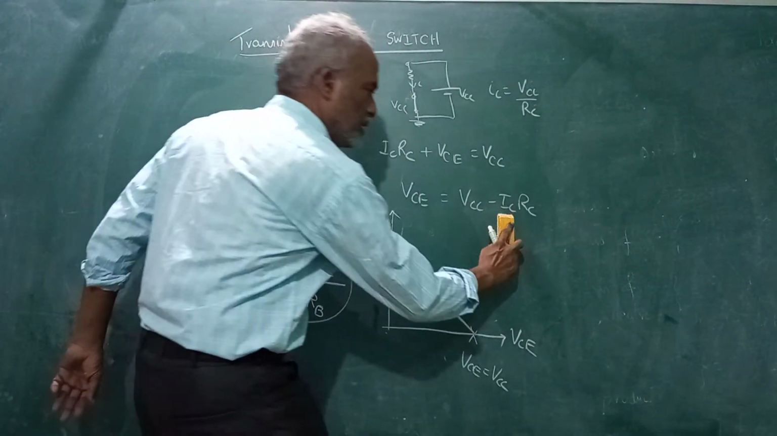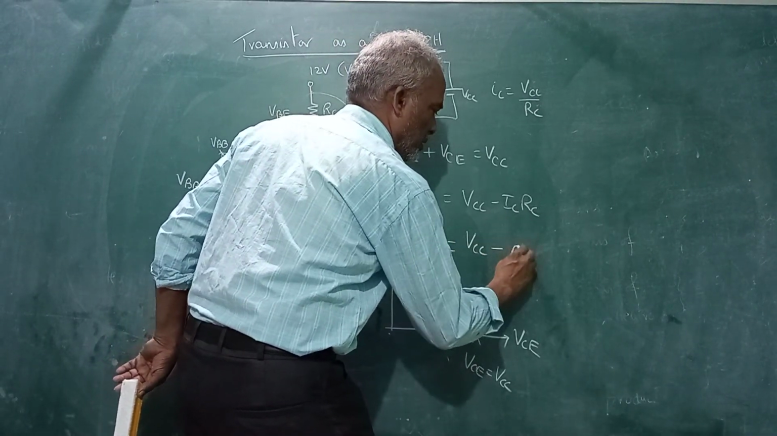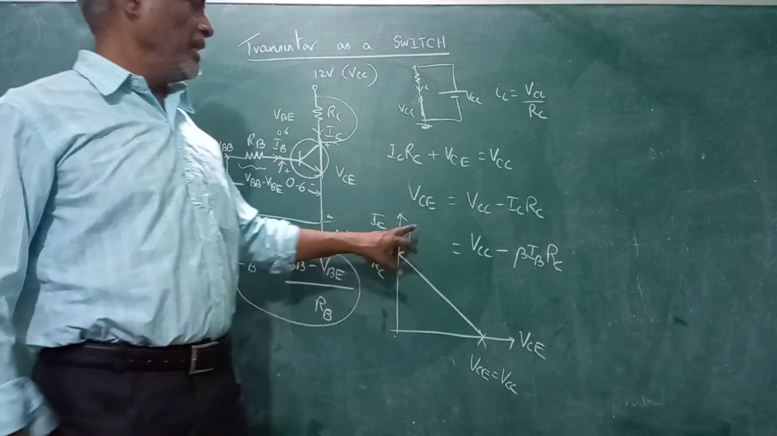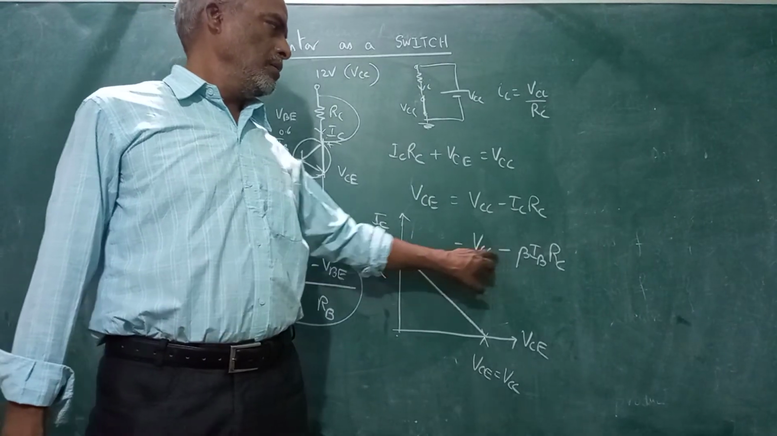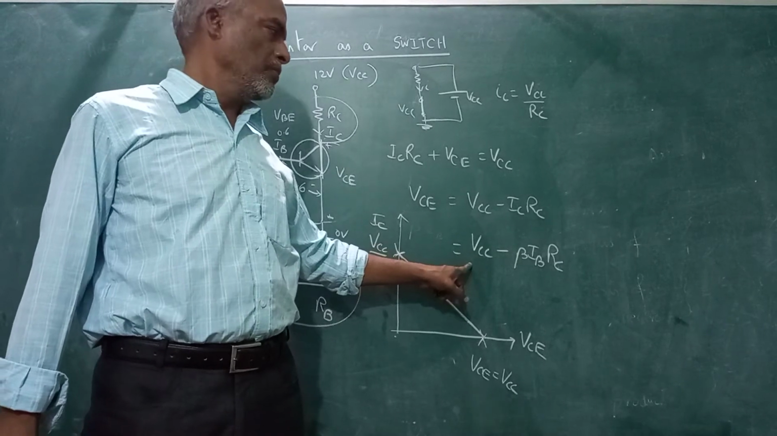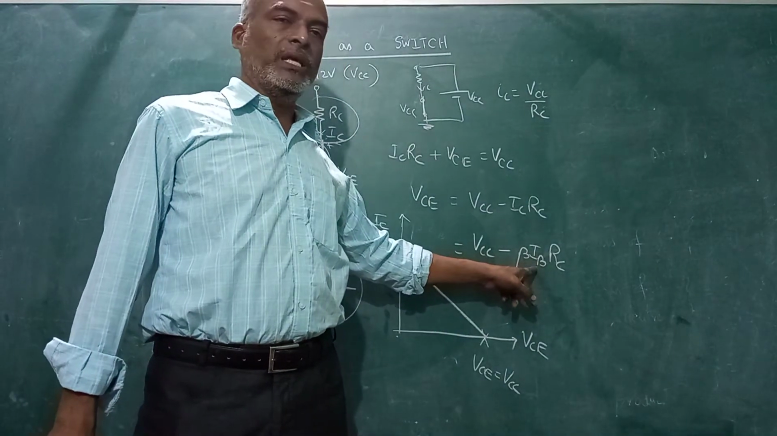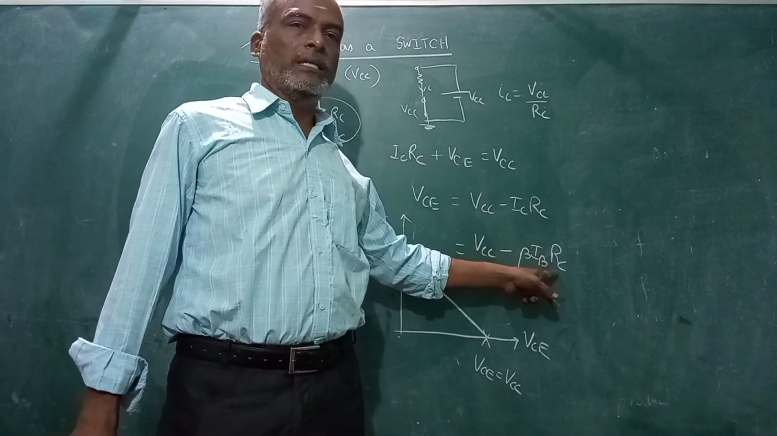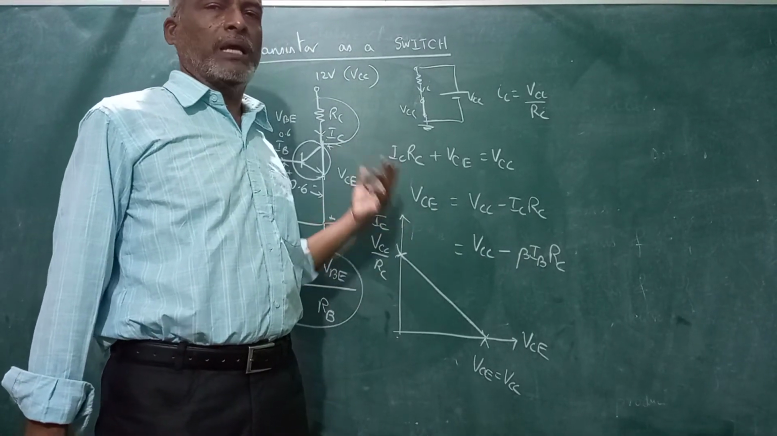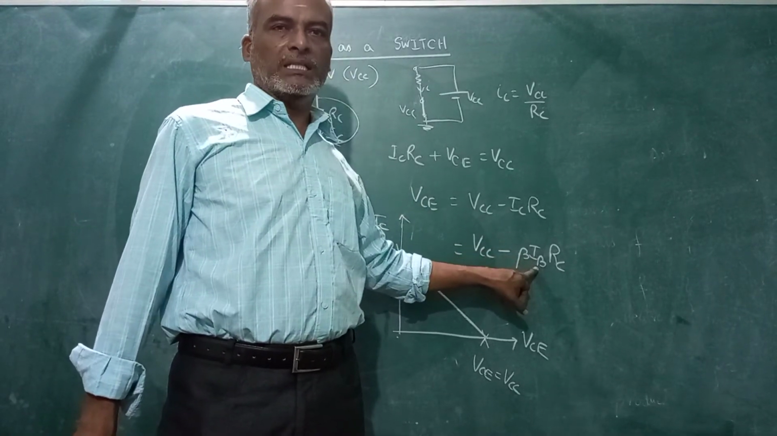Now IC can be replaced, so VCE is equal to VCC minus IC, which can be written as beta times IB, into RC. Now VCE depends on VCC, beta, IB and RC. But VCC is constant for a circuit. Beta is also constant for a particular transistor. IB can vary; this is in our hands. And RC. That means you can make VCE 0, or VCE maximum, or go into saturation based on the IB current, the base current.